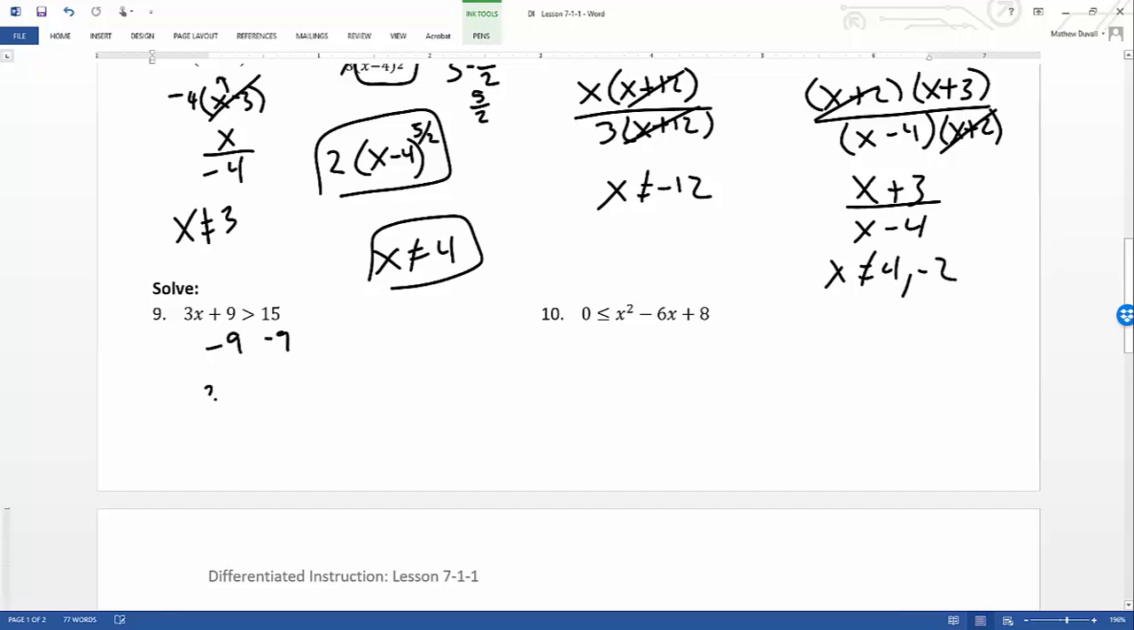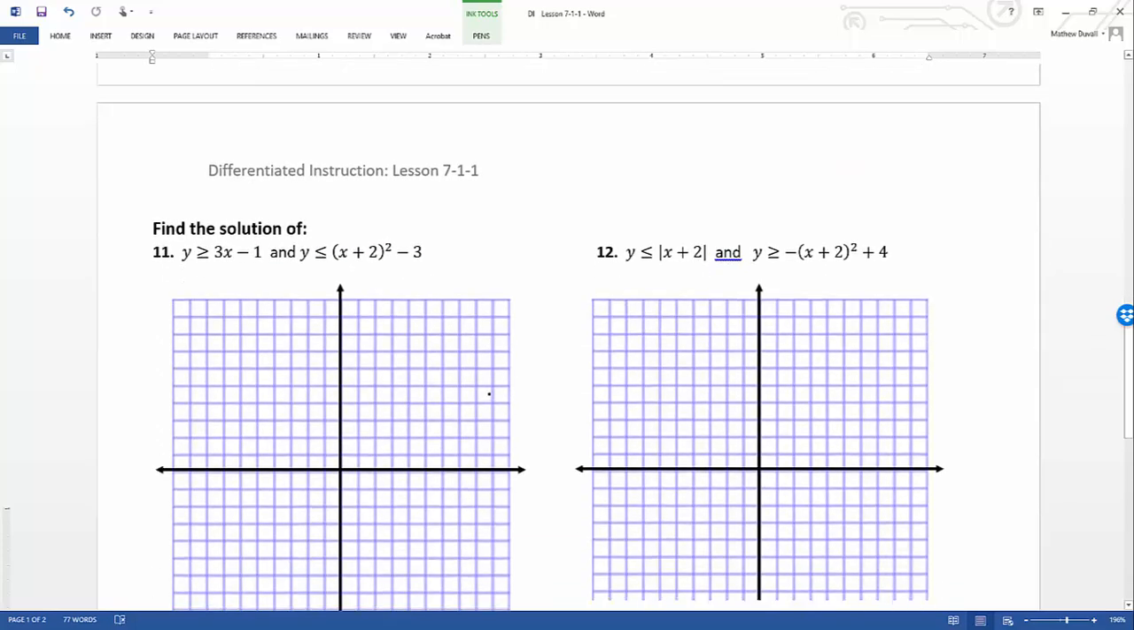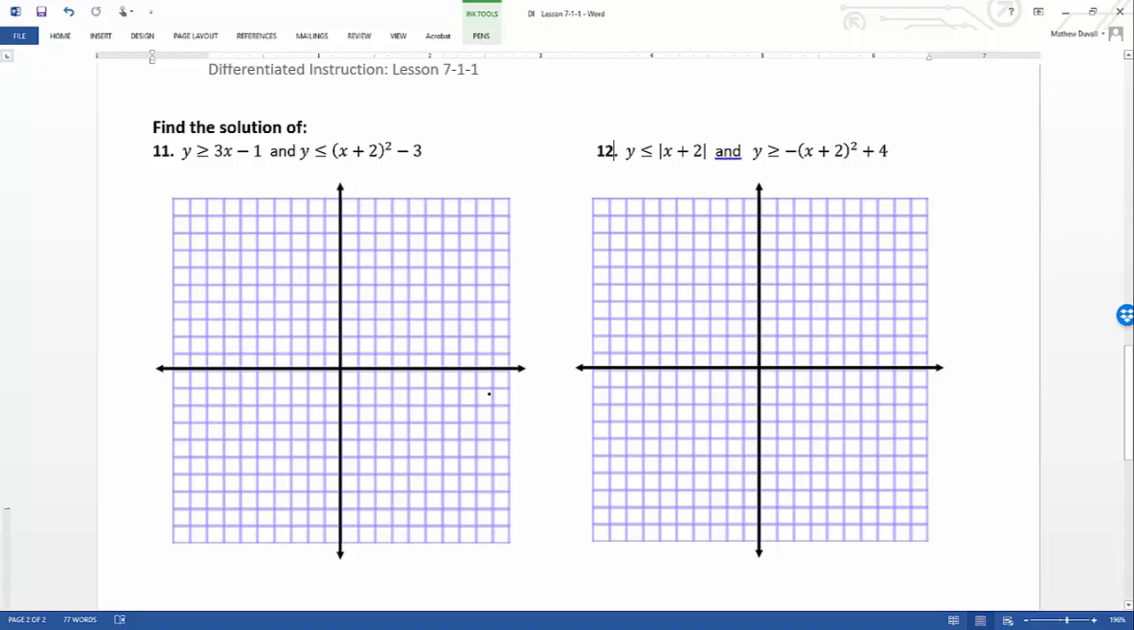Minus 9 divided by 3. So from 2 to infinity. And remember, we want a graph and we want a shade. So we have an absolute value. And then if we pick a point, (0, 0), it's going to be true. So this part gets shaded.